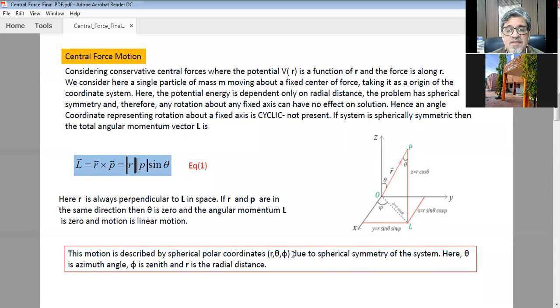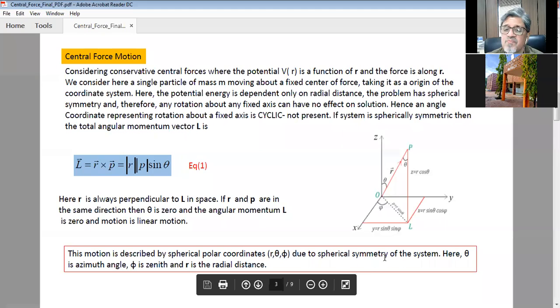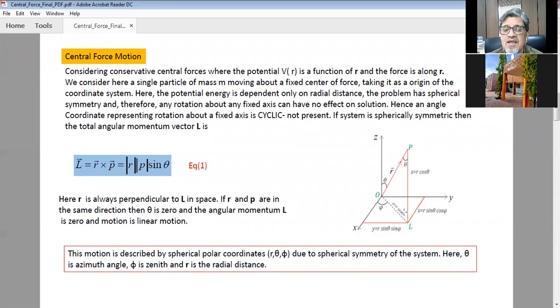It is r, theta, phi. Due to its spherical symmetry, here theta is the azimuthal angle. So here the theta is shown. It is described in the spherical polar coordinate system. Phi is the zenith, and r is the radial distance. So the r, theta, phi coordinate system is described like this in the diagram.